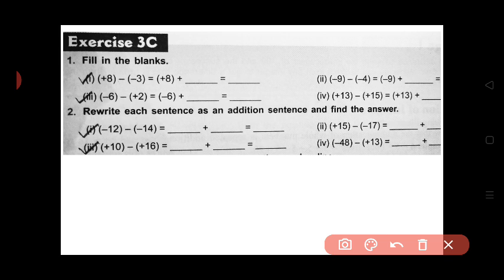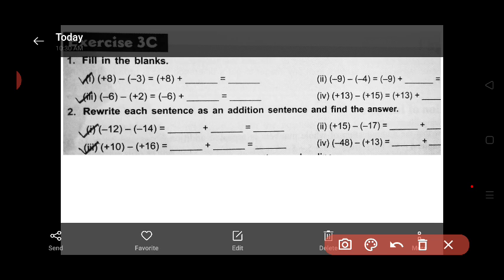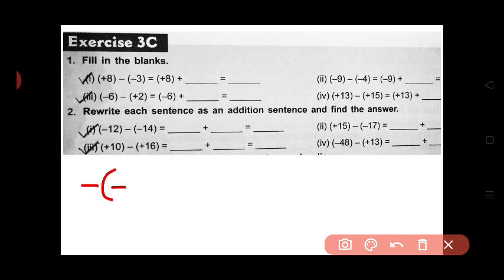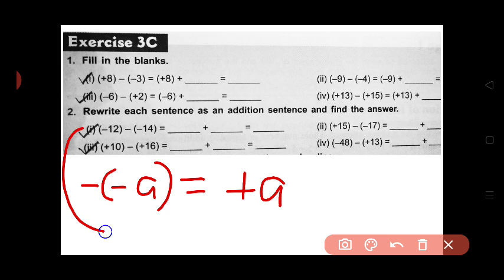Remember the rule. The rule is given if like this. When we are reading the rule, minus minus a. So if it is given, that means it will convert it into plus a. This is our first rule.